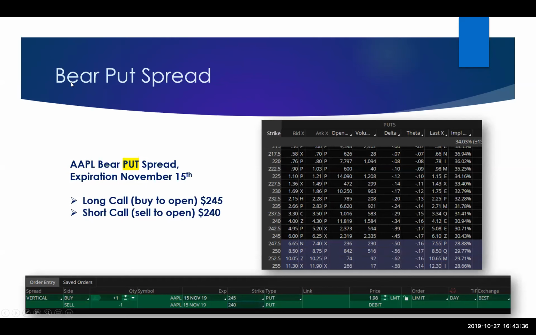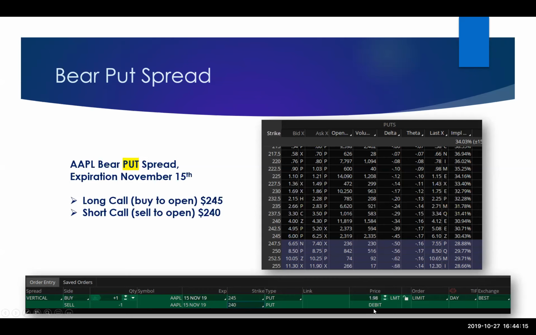Now, this is where I'm saying I'm bearish on Apple. I think Apple is going to go down. I've done all my analysis, and I actually think, based on my technicals, that Apple is going to go down. And so I am going to buy a put, but I'm going to hedge it by selling the lower put. So you remember, the one closest to the current trading price will determine the direction. So I'm buying a $245 put for about $6, and I'm selling the $240 put for about $4.